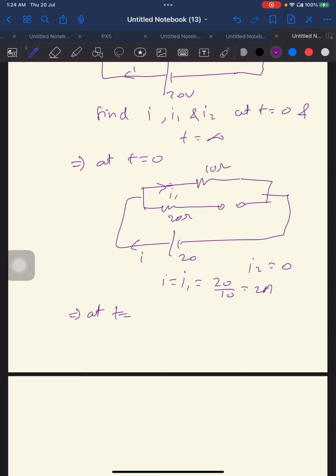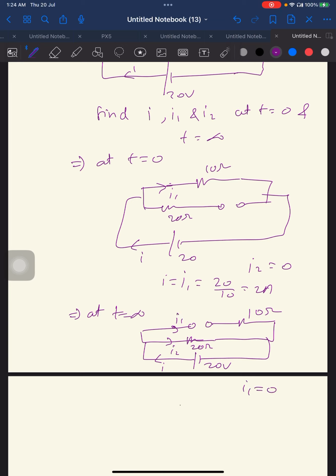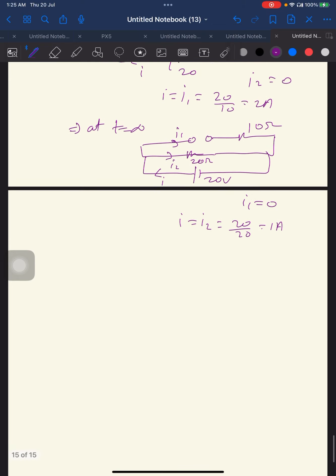Similarly, at t equal to infinity, the capacitor behaves like an open circuit. You can also find the voltage across the capacitor and hence the charge on the capacitor. And the inductor behaves like a short circuit, like this. So in this case, I1 is going to be 0 and I equal to I2 is equal to 20 by 20, that is 1 ampere. I hope you understood this concept. I will make you do some more questions in the next class.